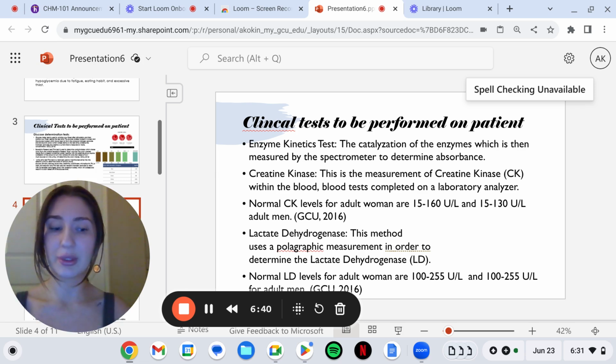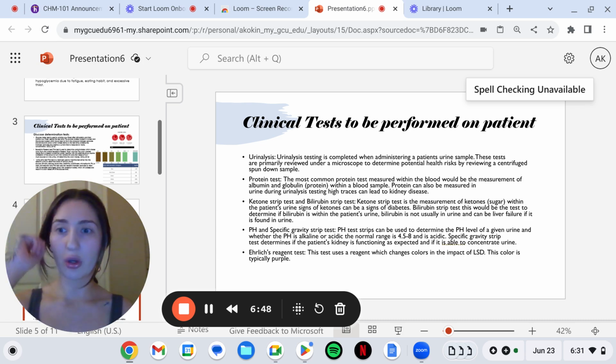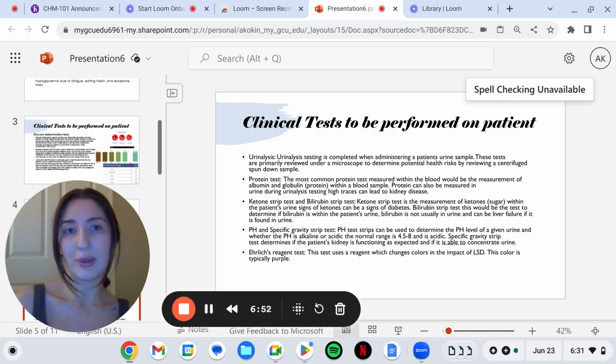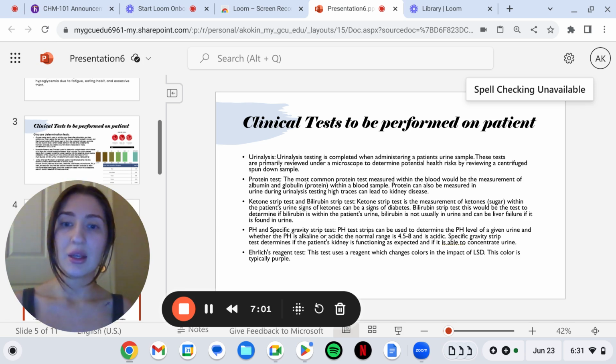So these tests are really great in helping determine what is going on a little bit on a deeper level with the glucose in our body. So further clinical tests that will be performed on my patient will be a urinalysis, a protein test, a ketone strip test and bilirubin test, a pH and specific gravity test, and an Ehrlich's reagent test.